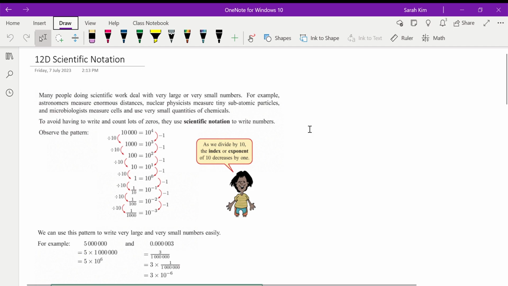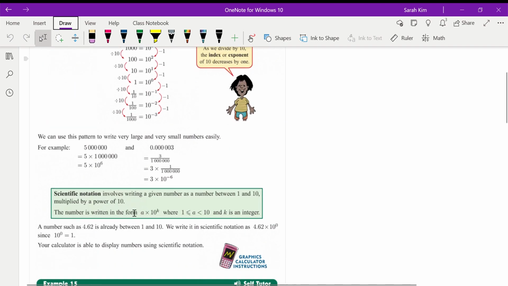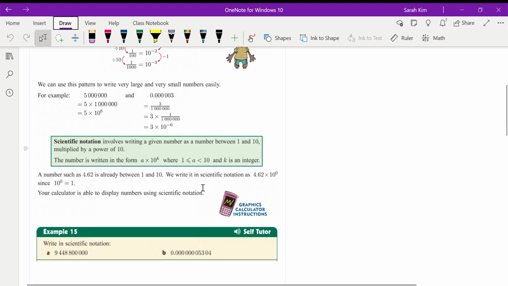Alright, so these are scientific notations. Overall, there's a bit of a pattern. You can have a look at it. Basically, scientific notation is when a number is written in a format that looks like A times 10 to the power of K, where A has to be between 1 and 10, inclusive of 1, but can't be 10.